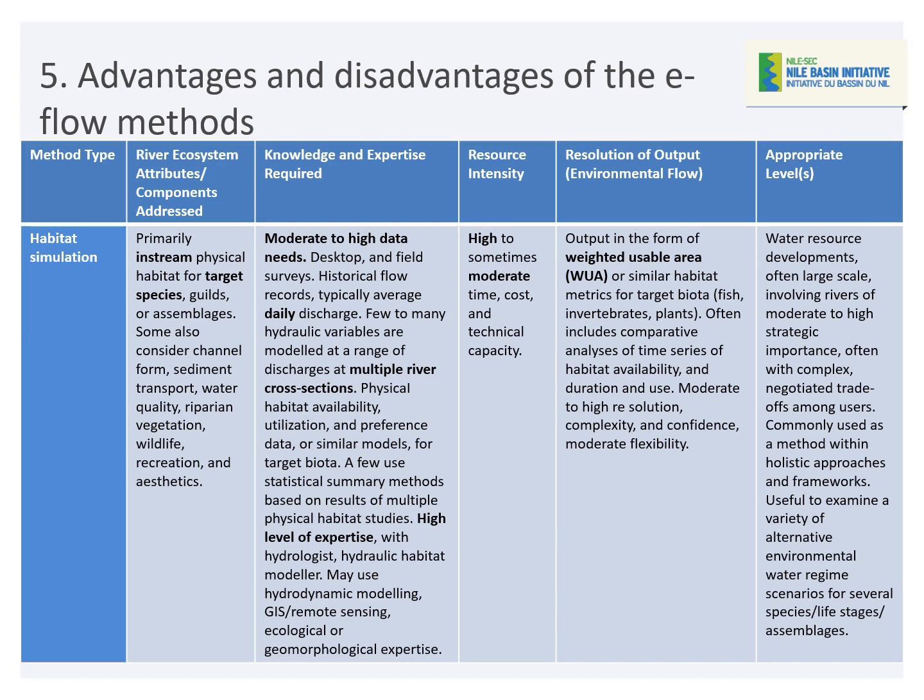is moderate, flexibility. The appropriate levels of application of these habitat simulation methods include water resource development, often large scale, involving rivers of moderate to high strategic importance, often with complex negotiated trade-offs among users. It is commonly used as a method within holistic methods and frameworks. Useful to examine a variety of alternative environmental water regime scenarios for several species, life stages, or assemblages.